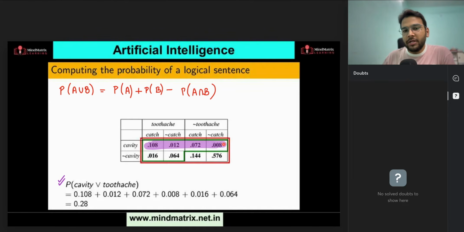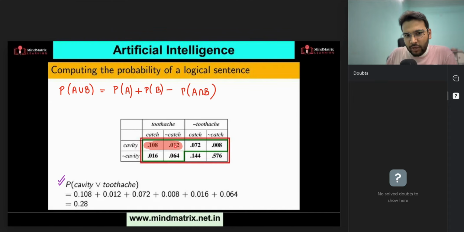So by joint probability distribution also you can find out that we need to add these 4 values and these 2 values, correct? But let's say this joint probability distribution is not there, but just the values are given to you, not in tabular form. Then you will find the probability of A, let's say here probability of cavity, plus probability of B, that means probability of this, right? And you are subtracting the intersection part, so you are subtracting the common part.